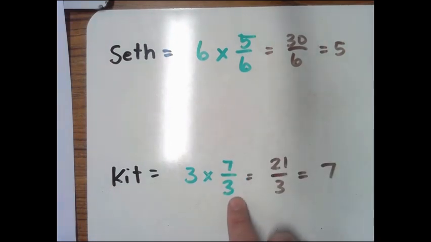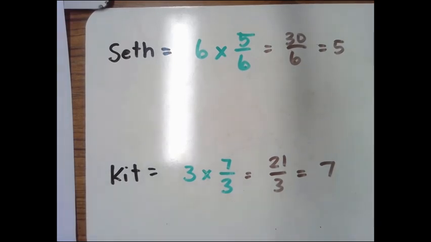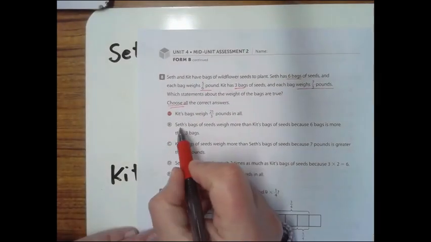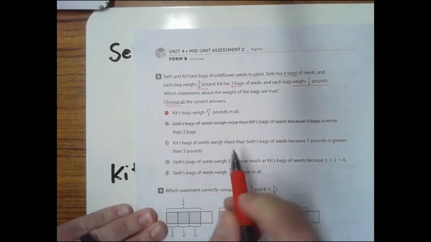Whereas over here, Kit's bags almost weighed 2 whole pounds. Actually, they were more than 2 whole pounds, right? Because she had a top-heavy fraction here. So that makes more sense that Kit's bags would weigh more. So this is incorrect because Seth's bags do not weigh more. So we can eliminate B.